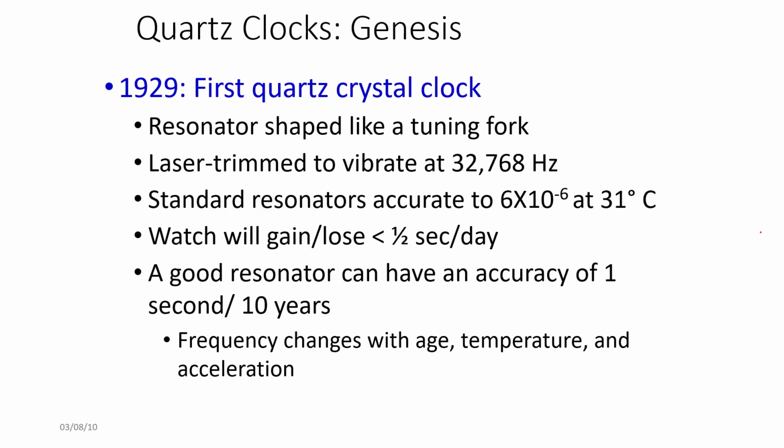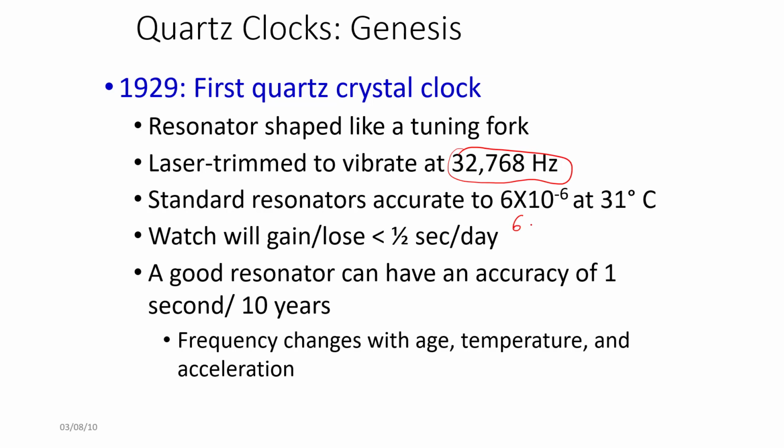So 1929, so it took roughly 49 years to build the first quartz crystal based clock. It had a resonator shaped like a tuning fork, and it was tuned to vibrate at 32,768 hertz, or 32 kilohertz. The good thing about quartz crystals is that they are very accurate at room temperature, or even at the normal temperatures that we operate in.